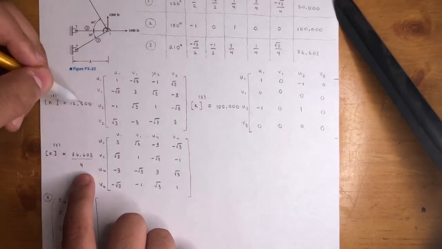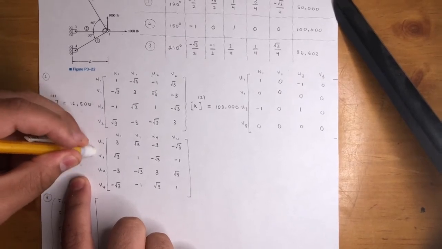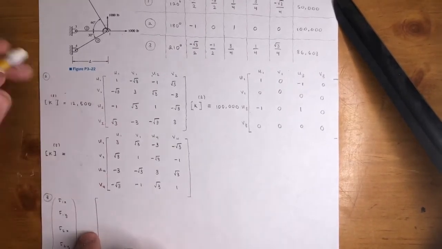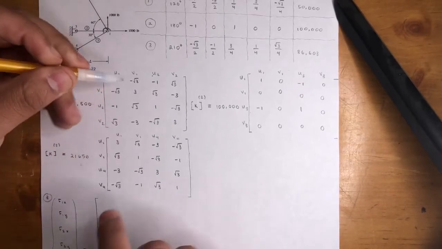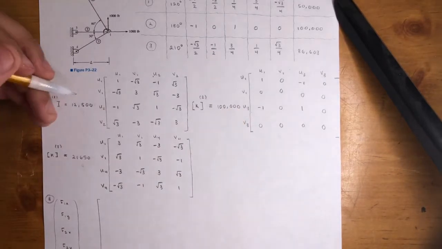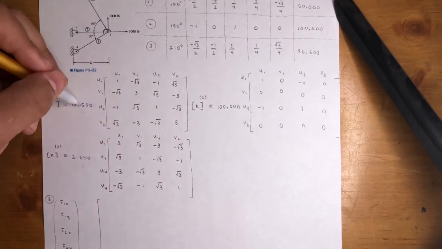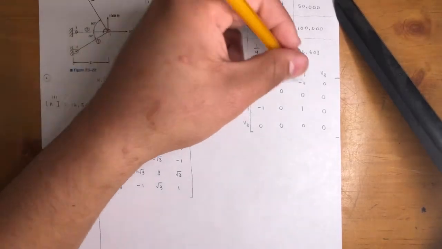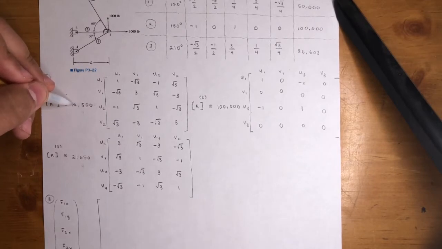Because these numbers don't match up. So this 86603 gets turned into, just do the math, right? 21650. So you cannot add the matrices if these numbers don't align. Now, what you could do is multiply this number into all these right here, same with this one into all these, same with this one into all these, and then you could add them. Or you could find a common factor between them.